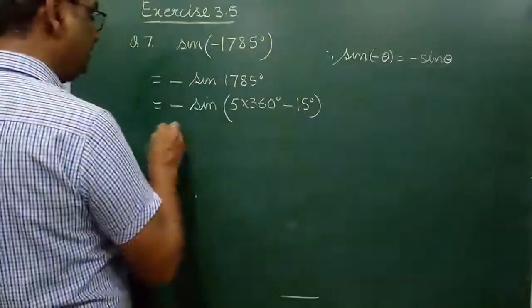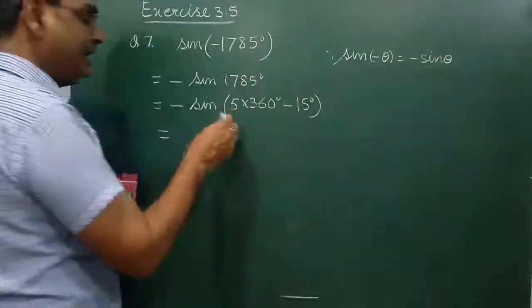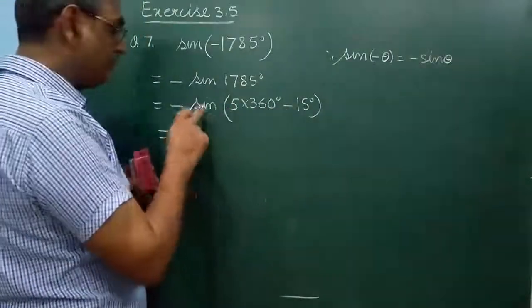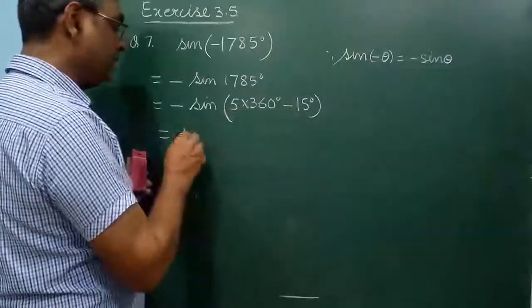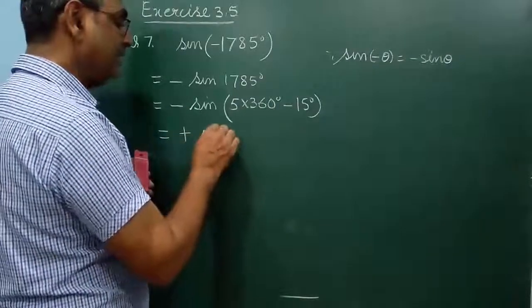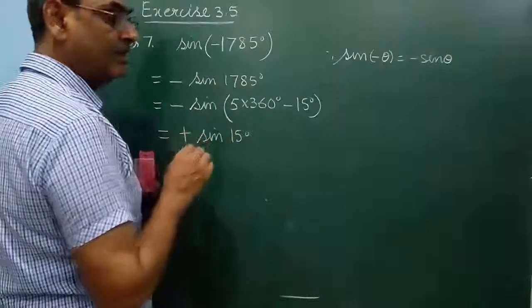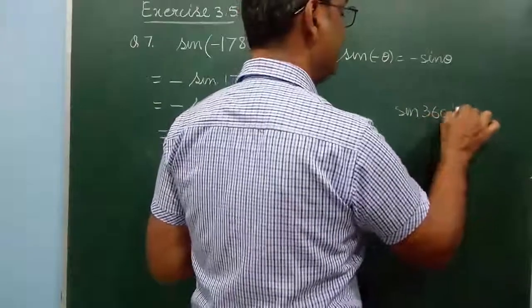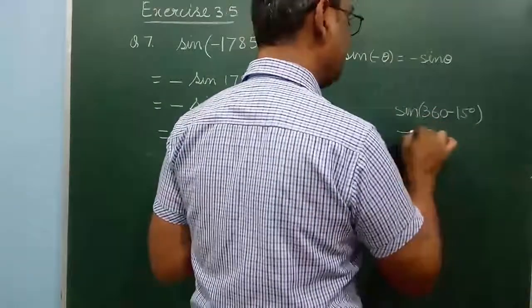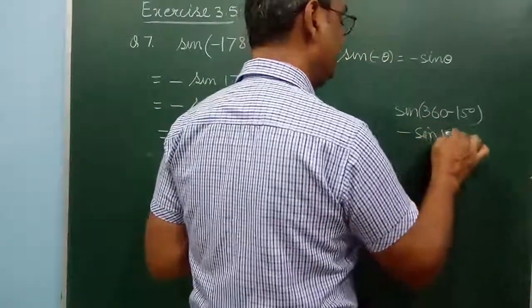When it is in the 4th quadrant, sine is negative. So 1 minus we are already having, and 1 we will get from here, so it will become plus sine 15 degree. One thing you should understand again: sine of 360 minus 15 is minus sine 15.